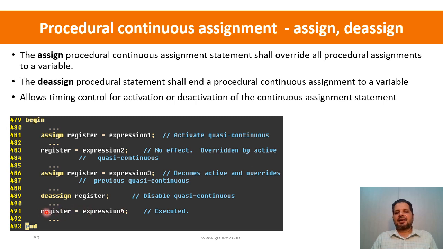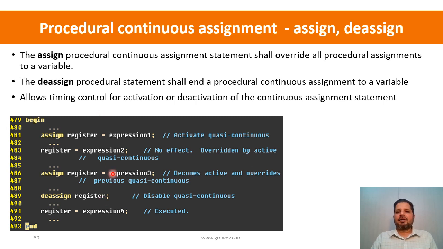Thereon if I do any more procedural assignments, the expression 4 gets evaluated and the value gets assigned to register, but thereon if the expression 4 changes, it will not have any effect on the value of register. Now in the overall scheme of things, you observe two things: that you are able to control the time at which this particular assign takes effect, and also when you want the continuous assignment to stop. You cannot do that directly through the regular continuous assignment statement.